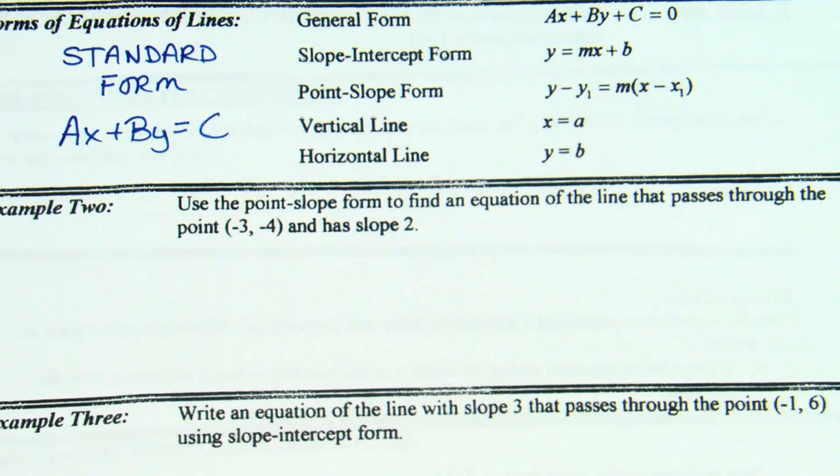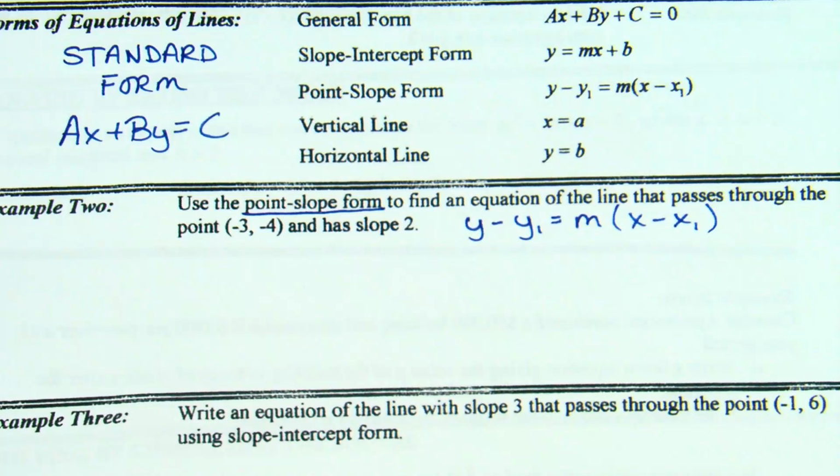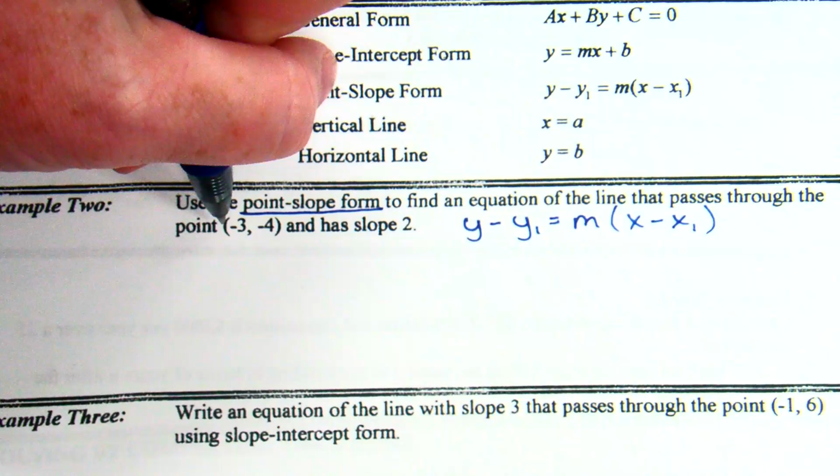Okay, example 2. This is pure algebra review here. Use the point-slope form to find an equation of the line that passes through the point -3, -4, and has slope 2. First of all, which form did it say? Point-slope form. I'm going to go ahead and write down point-slope form. y minus y1 equals m times x minus x1. So that's point-slope form. To find an equation of the line that passes through the point -3, -4, and has slope 2.